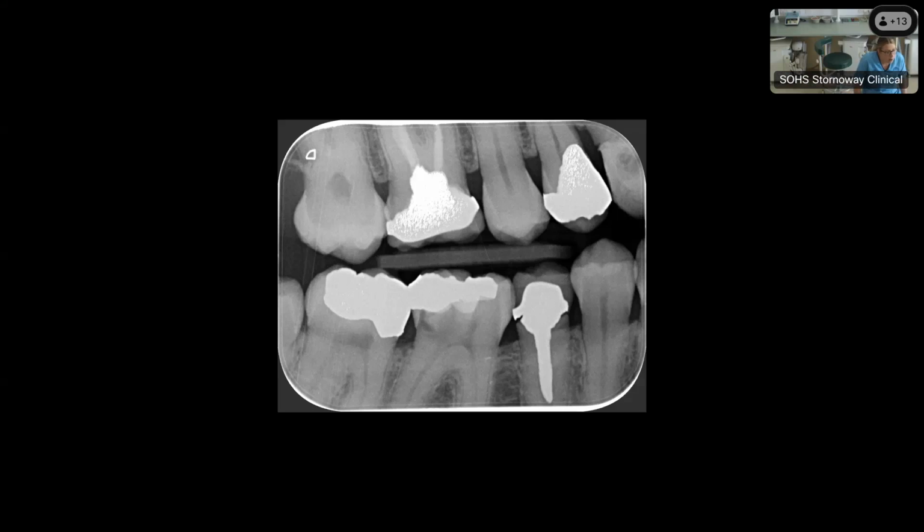Okay. From a radiographic perspective, what do we think about discussing the materials that these teeth are filled with?